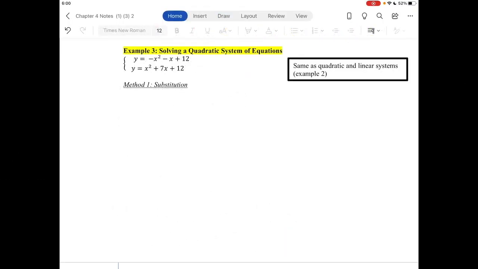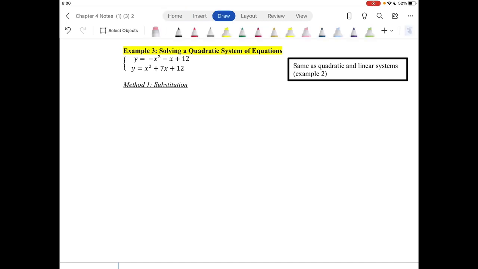Just like we could solve a quadratic and a linear system, we can solve two quadratic systems. And the steps are exactly the same as the previous example. First, we need to make sure they're both solved for y, which they are. Then we can set both equations equal to each other.